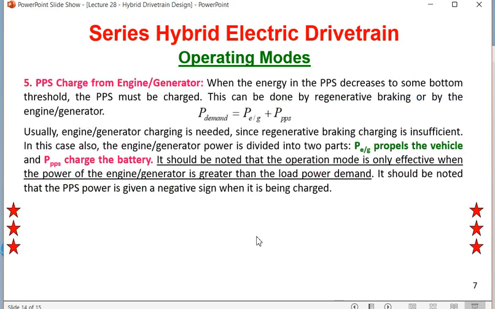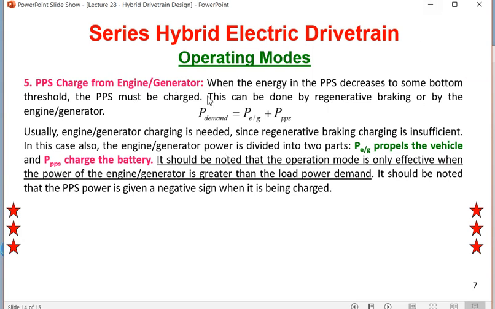So the last one is peaking power source charge from engine generator. In this case, whatever is the demanded power is being supplied by the engine, and the engine is also giving some power to the peaking power source. So in this fifth mode, which is typical of a hybrid electric drivetrain operating mode and was not possible in the case of an EV, the peaking power source is charged from the engine generator.